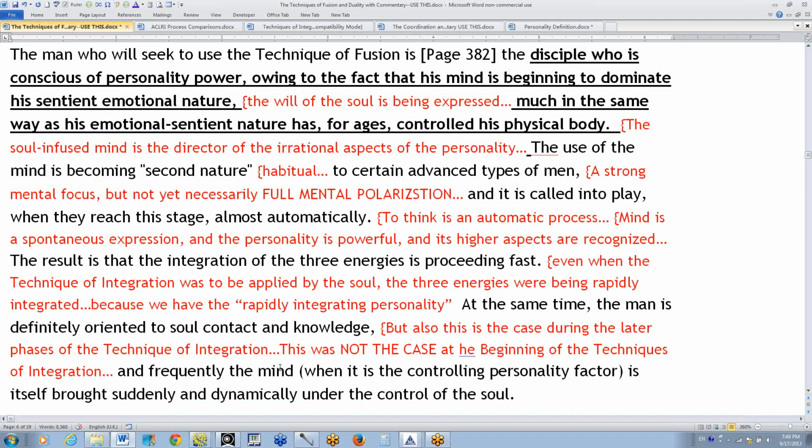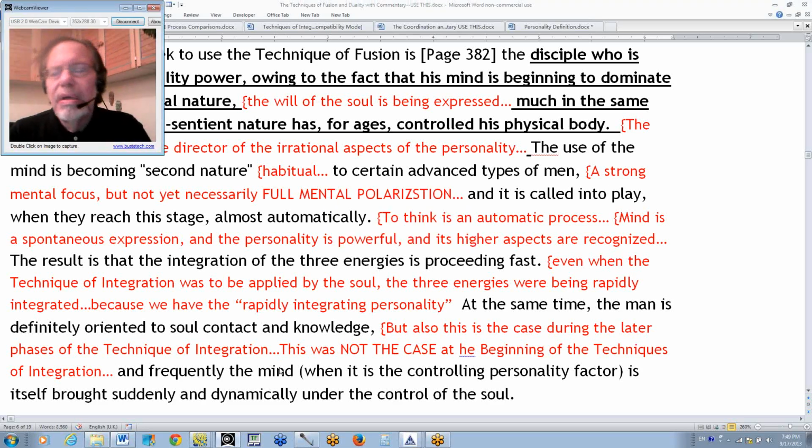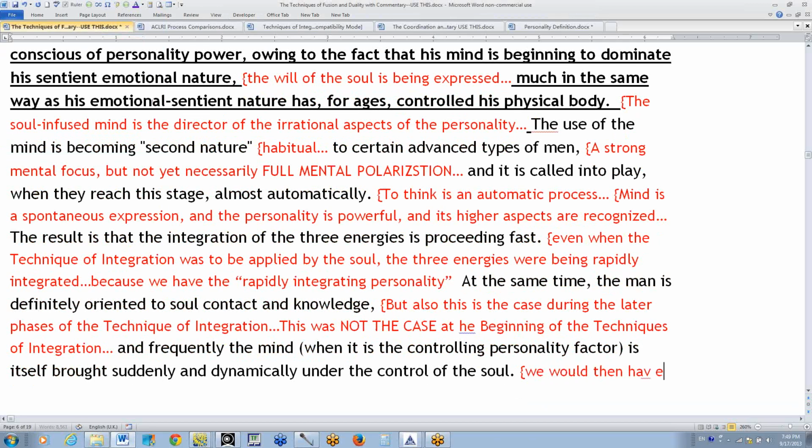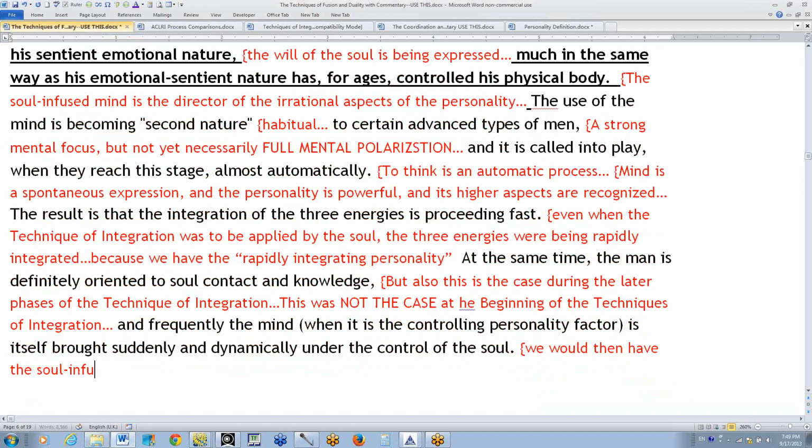And frequently the mind, when it is the controlling personality factor, maybe it's not always so, it depends on the rays to a certain extent. The intuition might be more controlling factor for some types, at least incipient intuition. And frequently the mind, when it is the controlling personality factor, is itself brought suddenly and dynamically under the control of the soul. So what do we have then? We would then have the soul-infused mind.